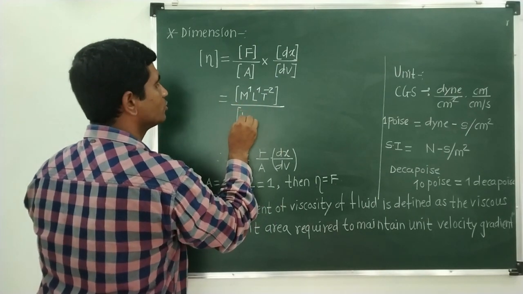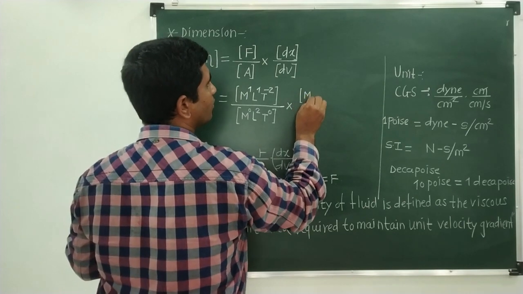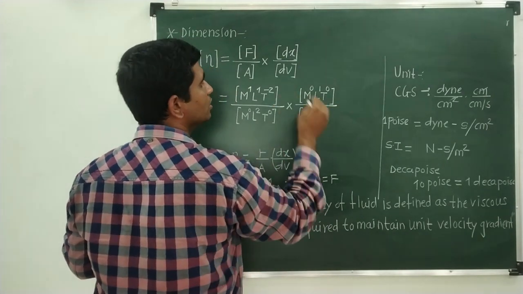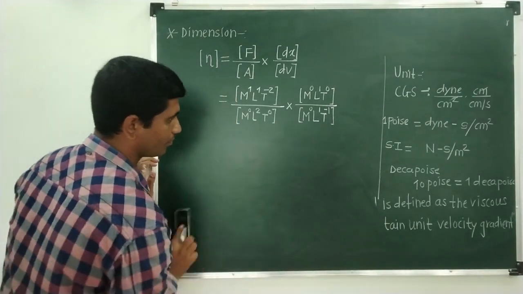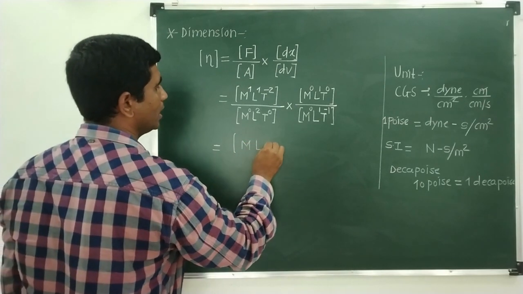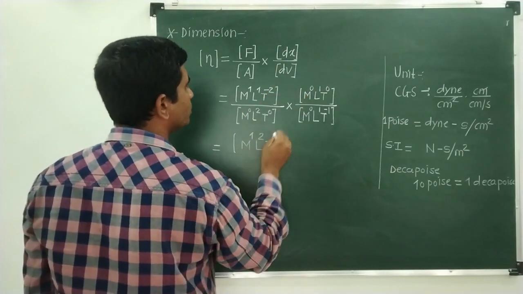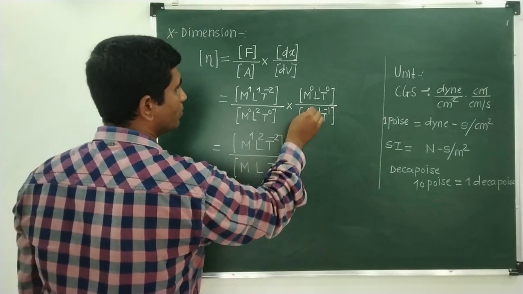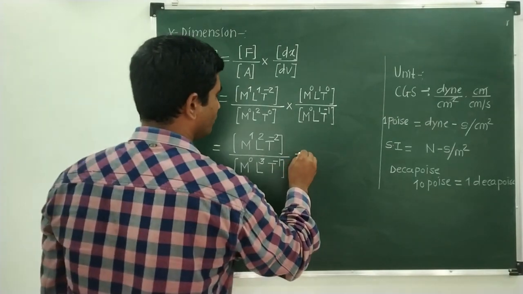Next, area is measured in meters square, so it is M0 L2 T0. Next, dx, which is a distance, has a dimension of L1, so it is M0 L1 T0. And finally, velocity, measured in meters per second, is L1 T minus 1. Now we just have to simplify this by applying the laws of indices. For the numerator, MLT: 1 plus 0 is 1, 1 plus 1 is 2, and minus 2 plus 0 is minus 2. For the denominator, MLT: 0 plus 0 is 0, 2 plus 1 is 3, and this is minus 1.